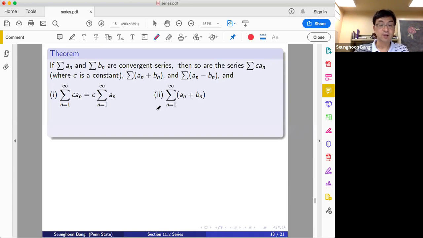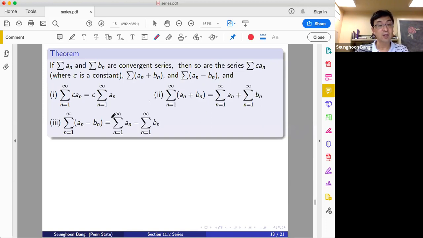The second one is the summation from n equal to 1 to infinity of an plus bn. What's that? Only distribute the summation, so we have this result. Third one, summation an minus bn, is similar. Only distribute the summation to the first and second one: the summation from n equal to 1 to infinity of an minus the summation from n equal to 1 to infinity of bn. So for the proof, how can you do that?